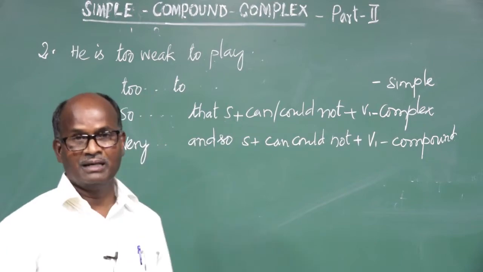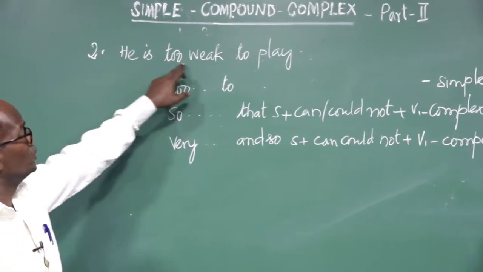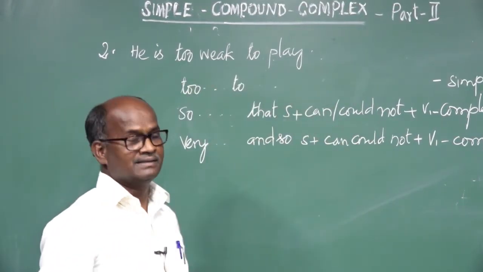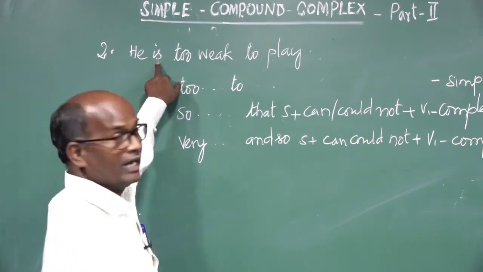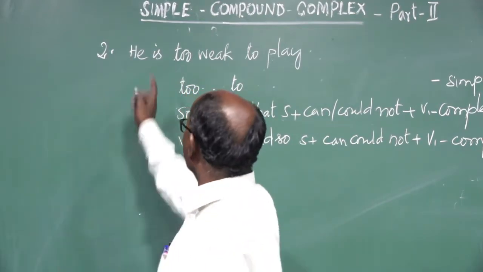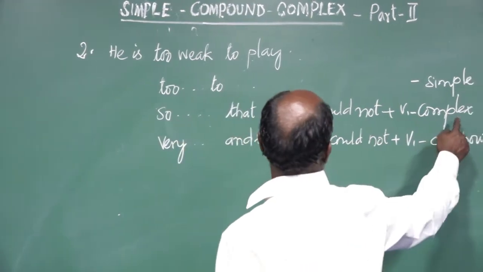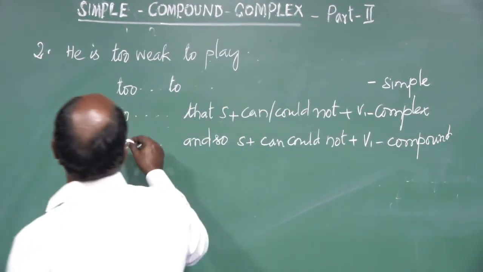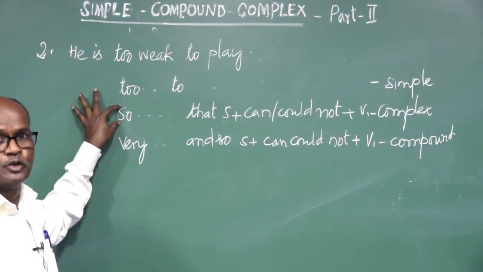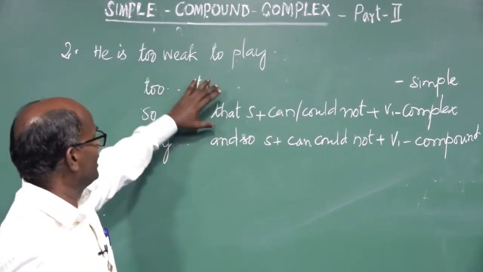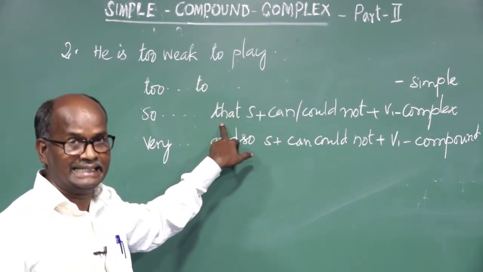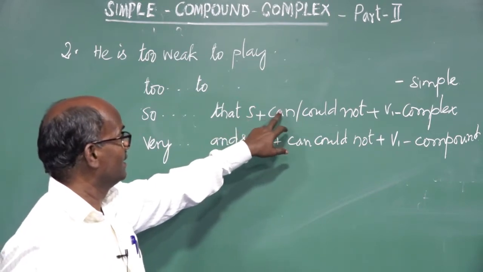Now the second example. The example is: he is too weak to play. This is a simple sentence which has only one finite verb, is. And how should it be converted to complex and compound? Instead of these two, we are going to write so, and we are going to create another sentence by writing that, subject plus can or could.